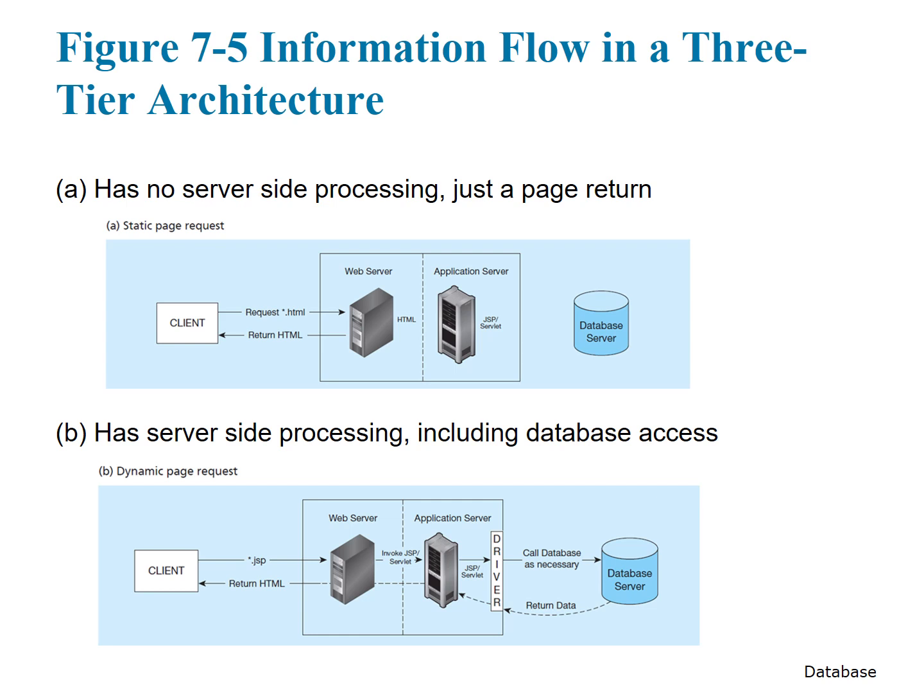Figure 7-5, information flow in a three-tier architecture. Figure 7-5A has no server-side processing, just a page return. Static page request. Figure 7-5 presents a general overview of the information flow in a web application.